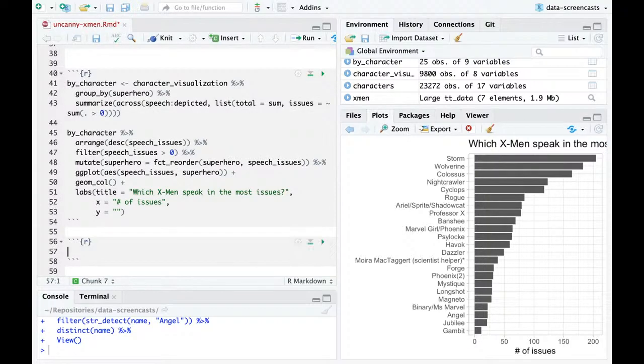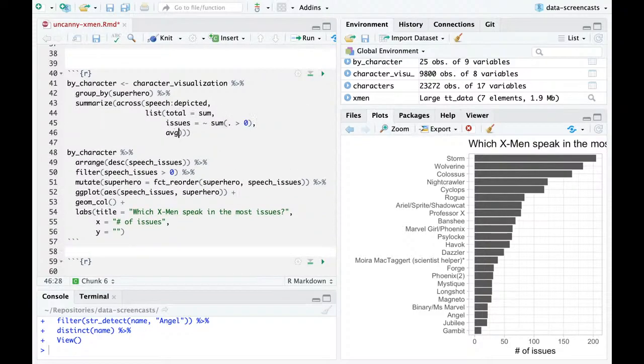All right, so I looked for a second at who speaks the most, but there are other things I might want to know. Here's something I'm actually interested in. I have the total, I have the issues, average per issue, and here I actually want the average per issue in which they do appear, in which they do anything. So for example, the average number of lines of dialogue in an issue in which Storm speaks, how much does she speak? So I'm going to check that out.